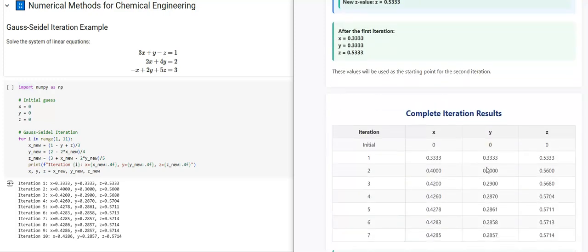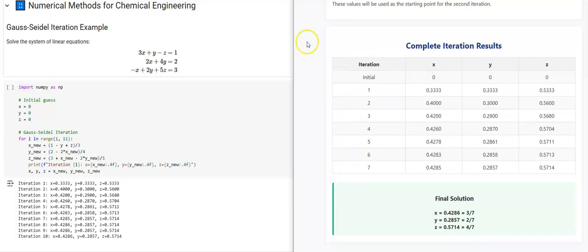Now if I calculate the second iteration in a similar way, and here I am preparing a table. For iteration 2 we get x value is 0.4, y is 0.3 and z is equal to 0.5. Similarly, if I do the seventh iteration, we will get x is equal to 0.4285, y is equal to 0.2857 and z is equal to 0.5714. So here if you see that two consecutive values, if the difference is very small, we can consider that after iteration 7, the final solution is x is equal to 0.4286, that is 3 by 7, y is equal to 0.2857, that is 2 by 7, and z is equal to 0.5714, that is 4 by 7. We can also do many more iterations based on the tolerance.